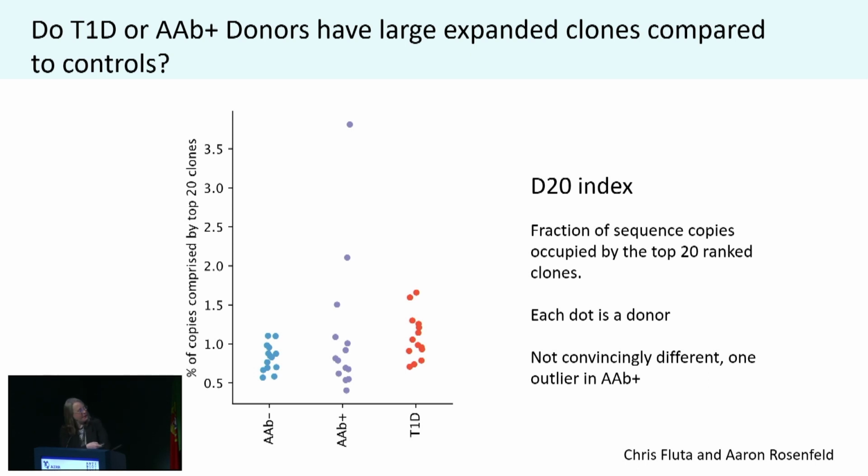So in this plot, each dot is a donor. You see that if you have T1D, which is in red, this D20 value is anywhere from 1.5% to 0.5%. The autoantibody, there's one outlier there. And then healthy controls are a little bit more tightly clustered. But again, not significantly different looking if you just do averages like this of the D20 index.